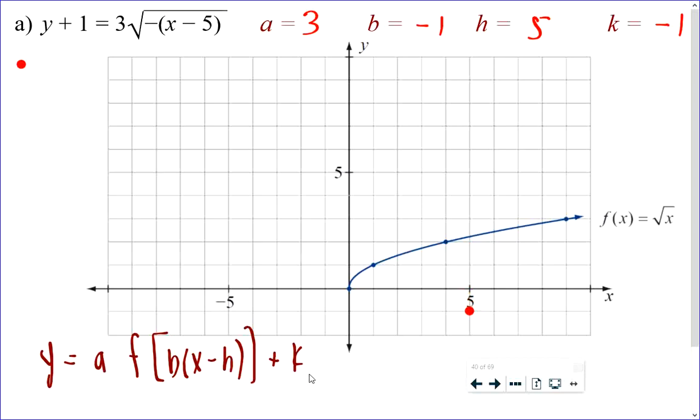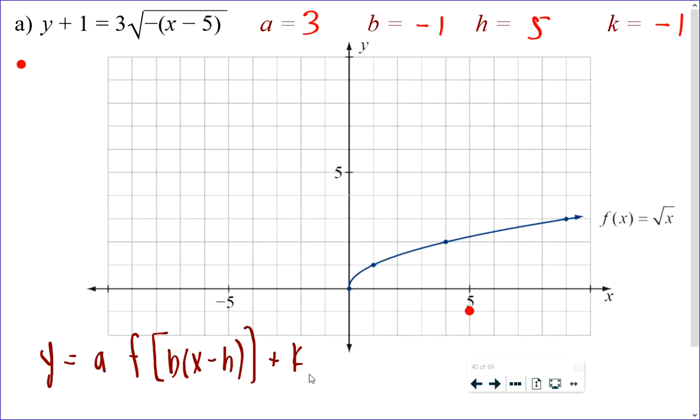Now here's an interesting observation. Since the vertex is not affected by a and b, the vertex will always be at h comma k. Much like last year, the vertex of a parabola was always at p comma q because the stretch didn't move it. The same thing goes here. So you can make an observation that this will always be h comma k.